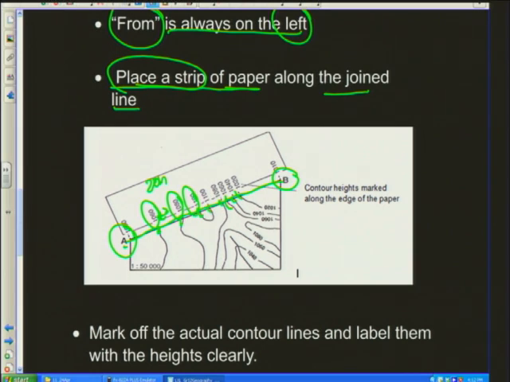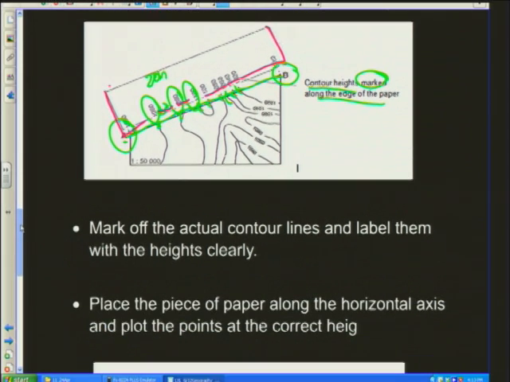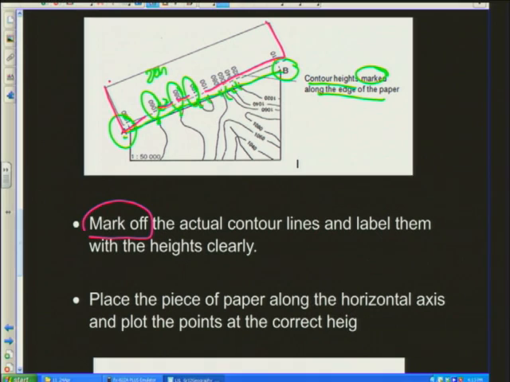Let's look at the additional information. Contour heights are marked along the edge of our strip of paper. In this case, note, our strip of paper is this particular section which is placed over the map. The procedure: mark off the actual contour lines and label them with the heights clearly. You'll note that these contour lines enter into the strip of paper there and are therefore marked at that point.